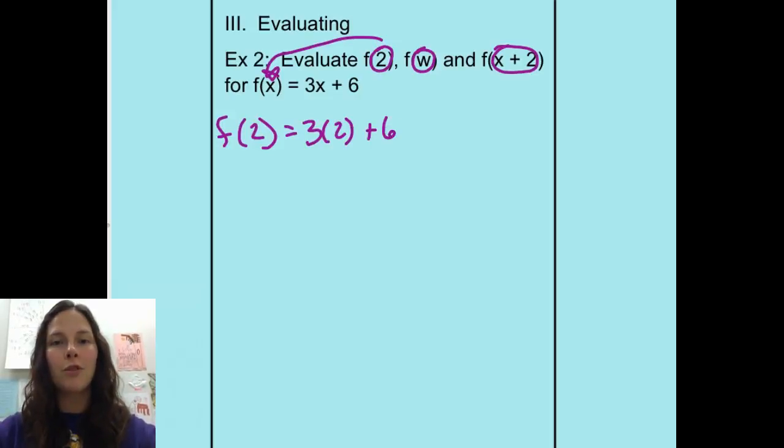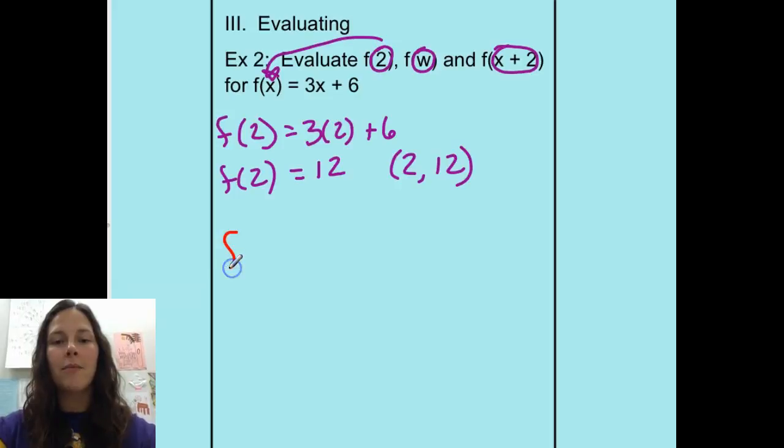It's simply substitution. Wherever we saw an x, we're going to change it into a 2 in this case. Evaluating, 3 times 2 is 6, plus 6 is 12. So we could write f of 2 equals 12. As an ordered pair, it would be our x value was 2, and our output, or y value, was 12.